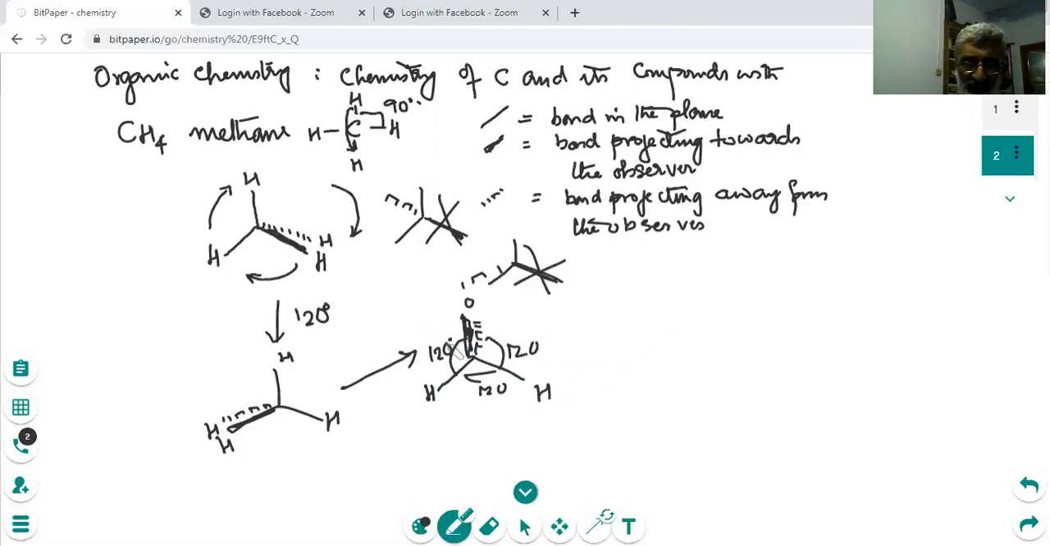So this is how you manipulate the structure. You should have a three-dimensional view in your mind about whichever molecule you are drawing. Okay, so that is methane. Can we convert this into ethane? What's the difference in structure? Methane is CH4.